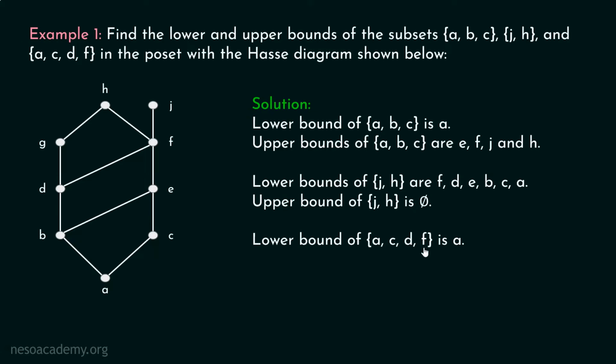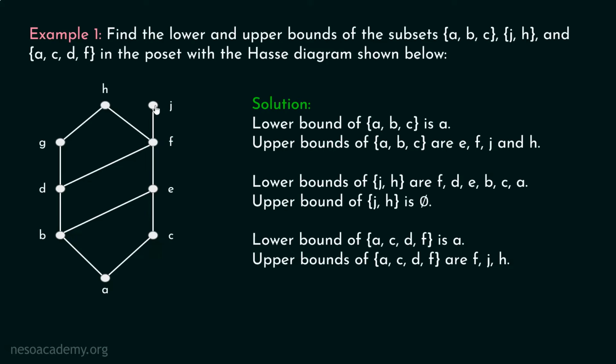Now let's find out the upper bounds of ACDF. Upper bounds of ACDF are F, J and H. If you see this, these are the upper bounds of ACDF. Consider this, ACDF. You can see that F is the upper bound of ACDF because A is related to F, C is related to F, D is related to F and F is also related to F. Therefore, F is the upper bound of ACDF.